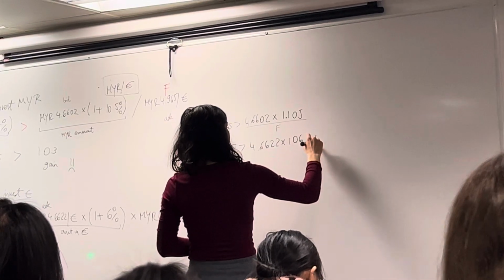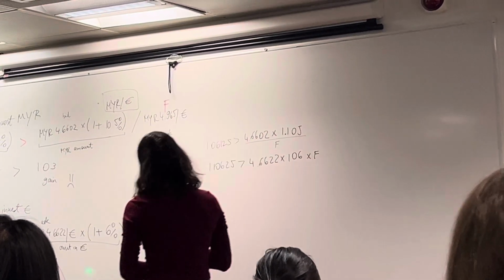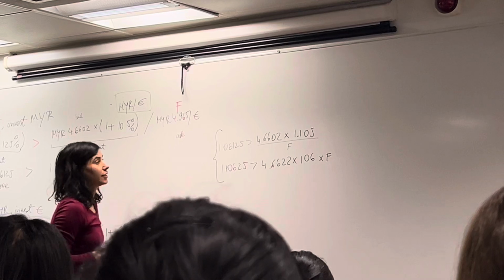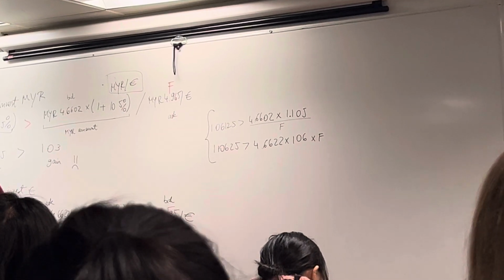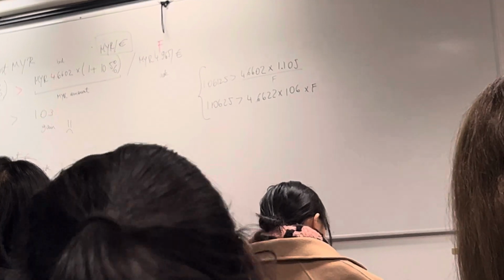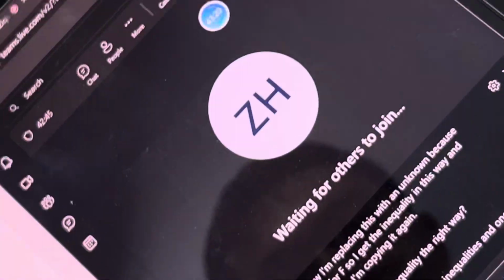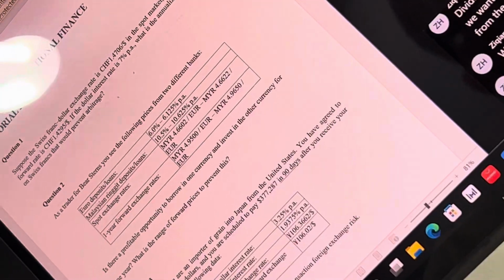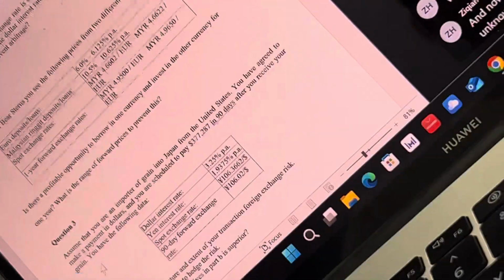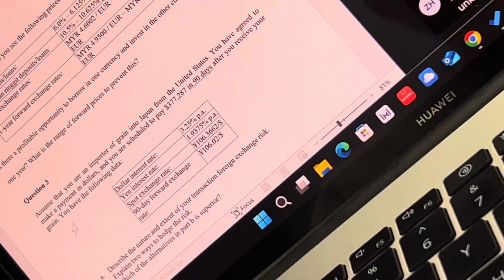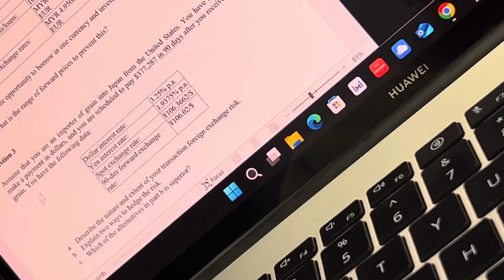Times f. And now we have a system of two inequalities and one unknown, f. Yes? Shall I repeat any part? Are you wondering why the inequalities have changed?